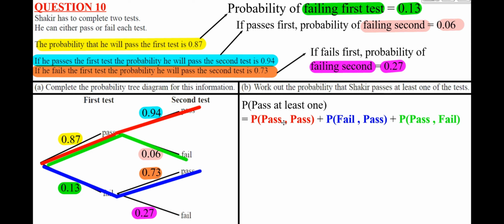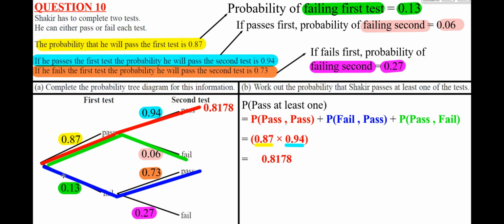It's like we're saying pass and then pass would be the 2 numbers you cross along this red route. So that's going to be 0.87 multiplied by 0.94. If you try that on your calculator, that comes to a value of 0.8178. So essentially, in plain English, there's about an 82% chance he passes both tests. Or he could fail and then pass.